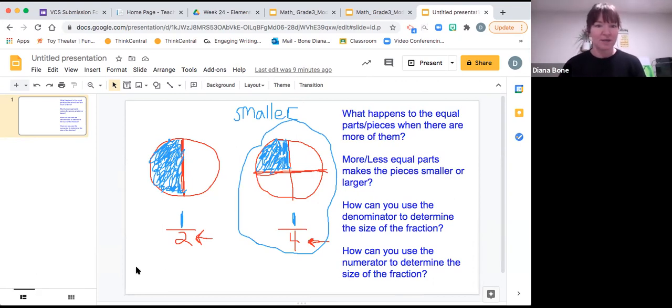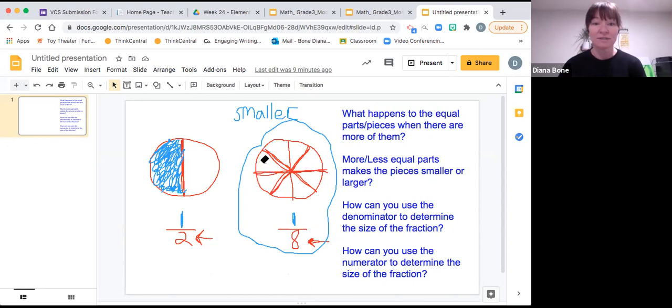Because look at this. Let me go back to red and let me take this pizza that was divided into fourths. Now I'm going to divide this pizza into eighths. Can you predict what you think is going to happen to these pieces once I'm dividing this pizza into eighths? Oh my goodness. Look at that. Now this pizza is divided into eighths, and these pieces are even smaller.